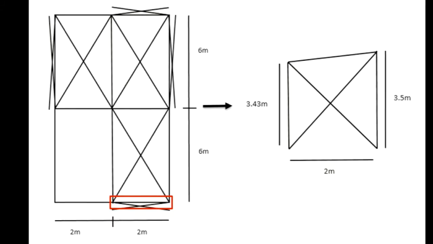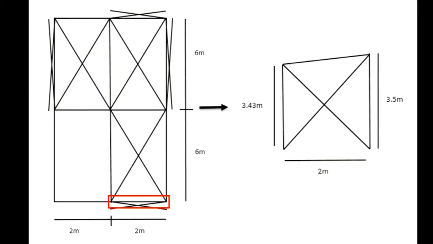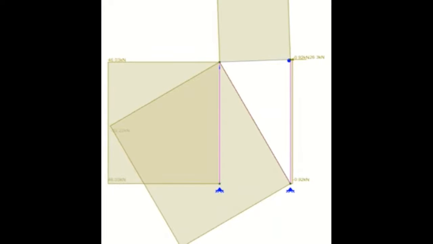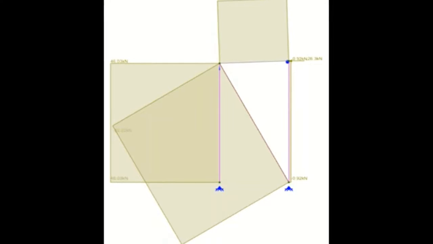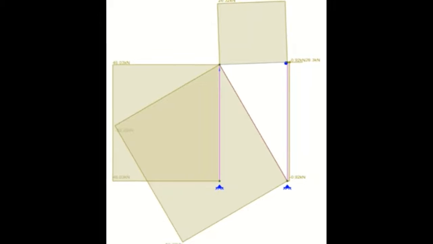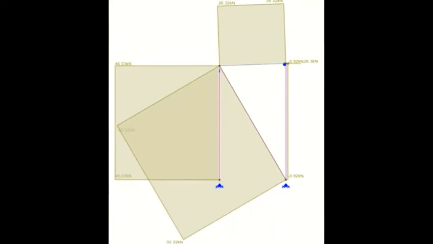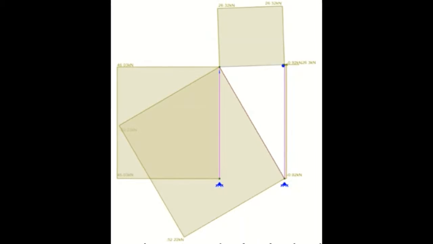Y direction wall bracing. The lateral load applied to the vertical truss is equal to 26.304 kilonewtons. Design wall bracing. The diagonal members require 52.22 kilonewtons of tensile strength and will be designed with a 200 by 200 by 18 equal angle. The struts require 46.03 kilonewtons of compressive strength and will be designed with a 65 by 65 by 2.5 square hollow section.